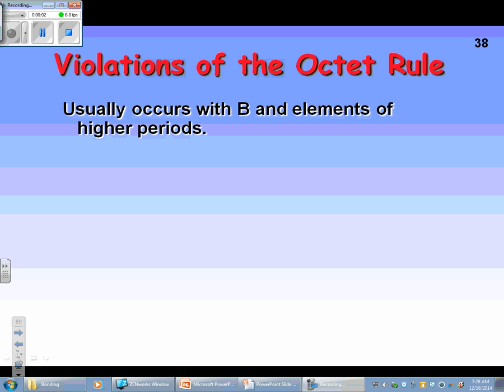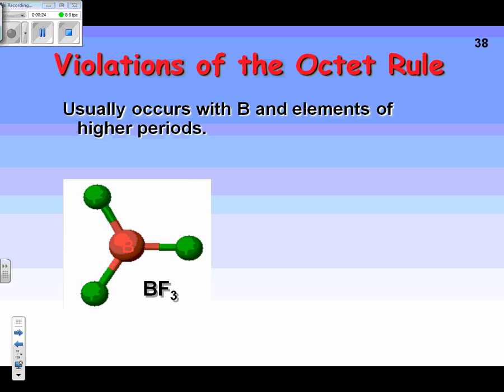Most atoms when bonding do try and obey the octet rule. For every good rule, there are some good exceptions. For this one, there are only 3 classifications of exceptions. Usually it's going to occur with boron and elements of higher periods of the periodic table, so at least on the 3rd energy level or greater.